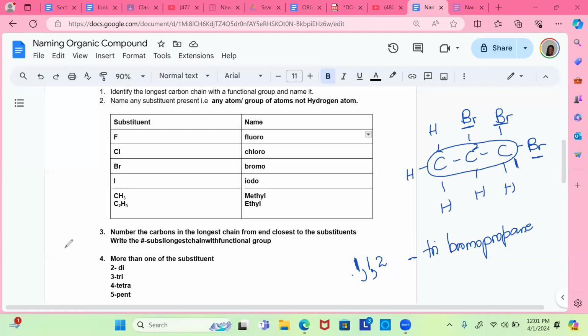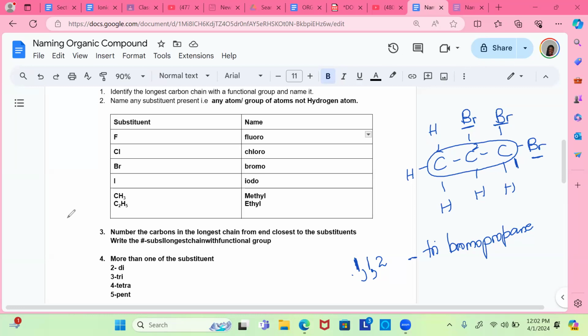Clear? Yes, miss. The numbering, please.